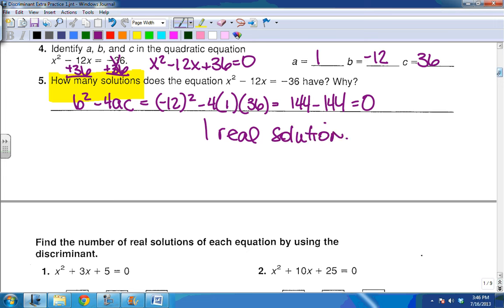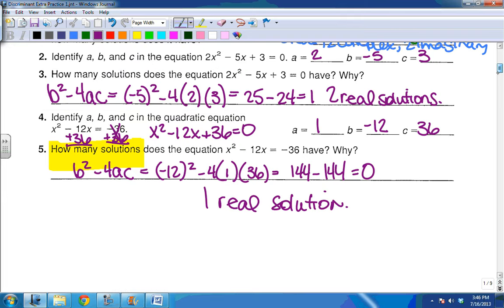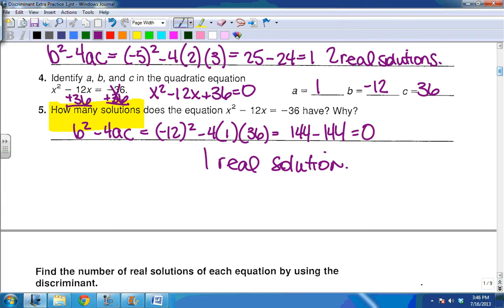That is the basic concept of the discriminant. You just calculate b squared minus 4ac. If it's a positive number, it's going to have 2 real solutions. If it's 0, it's going to have 1 real. And if it's a negative number, it will have 0 real, 2 complex, or 2 imaginary.